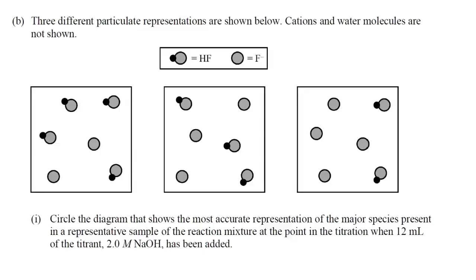Part 1 of part B says, circle the diagram that shows the most accurate representation of the major species present in a representative sample of the reaction mixture at the point in the titration when 12 milliliters of the titrant, 2.0 molar sodium hydroxide, has been added. So is 12 milliliters before or after the half equivalence point? That's what we should be considering.